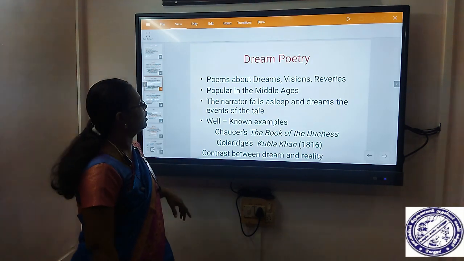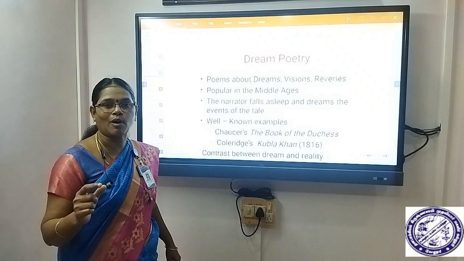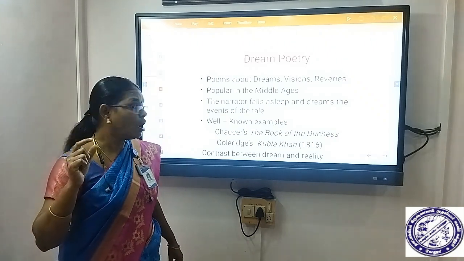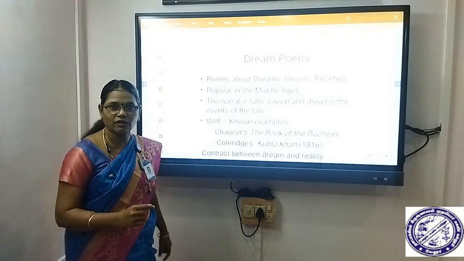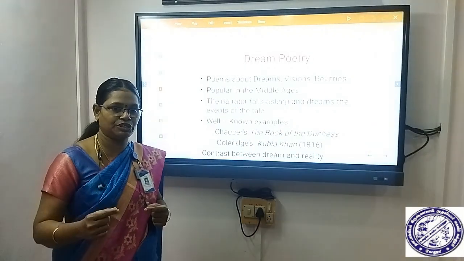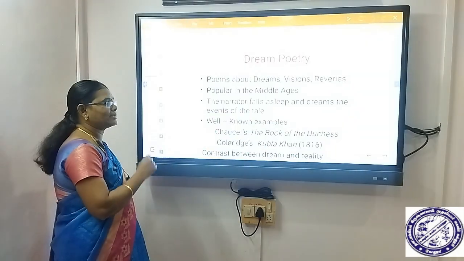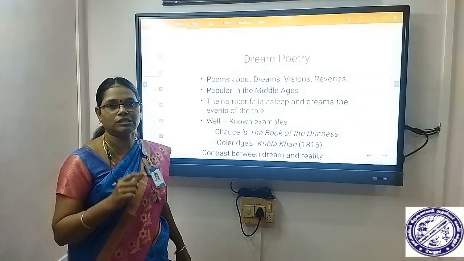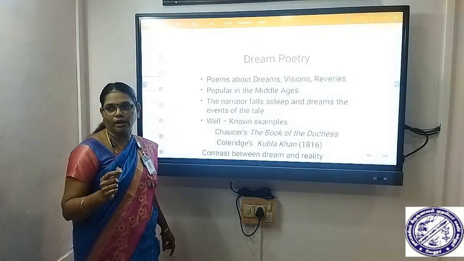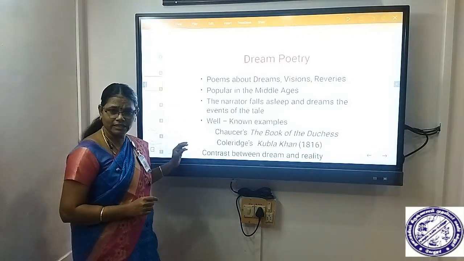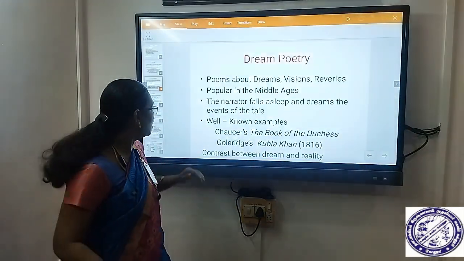The next form is dream poetry. Dream poetry talks about the dream and vision of the poet. It was popular in the Middle Ages. The narrator falls asleep and dreams a vision, which he explains in the poem. Well-known examples of this type of poetry are Chaucer's Book of the Duchess and Coleridge's Kubla Khan. In this type of poetry, we see a contrast between dream and reality.